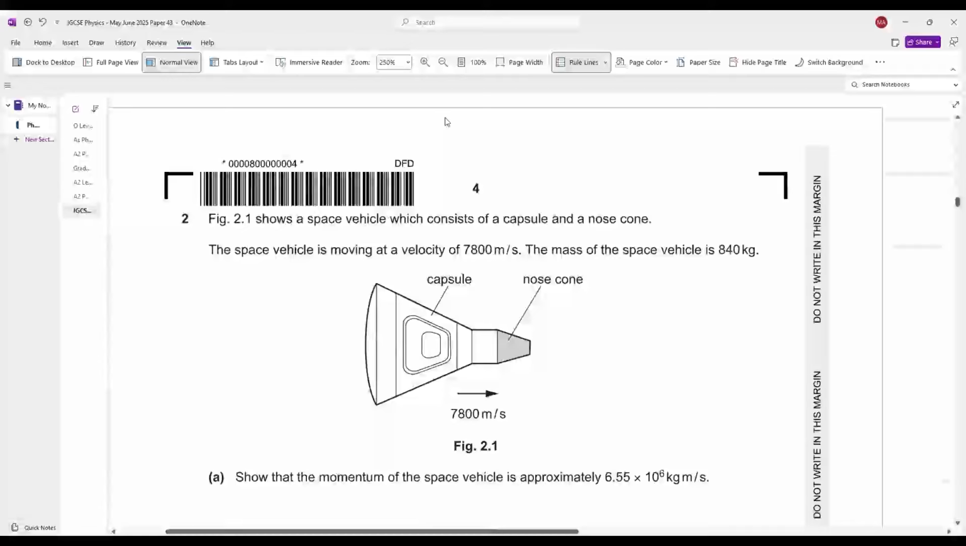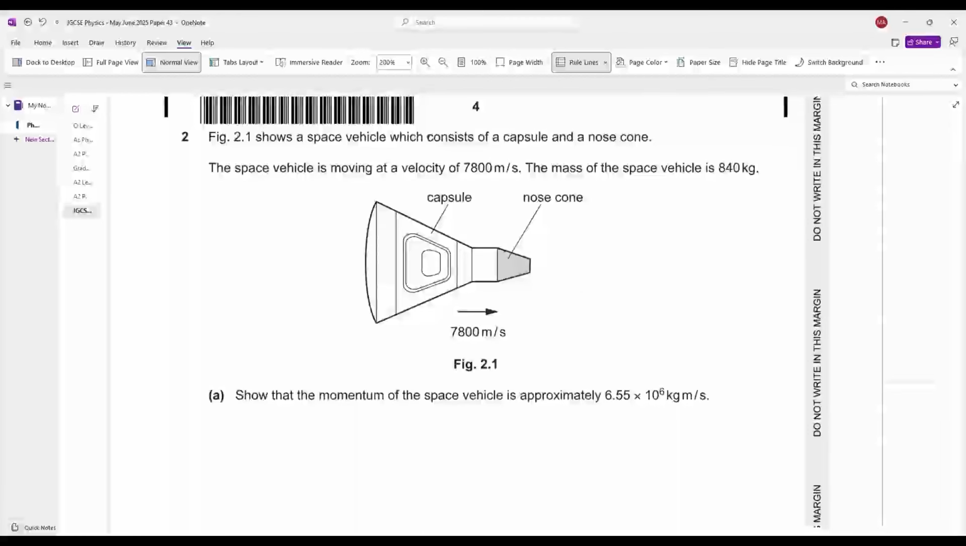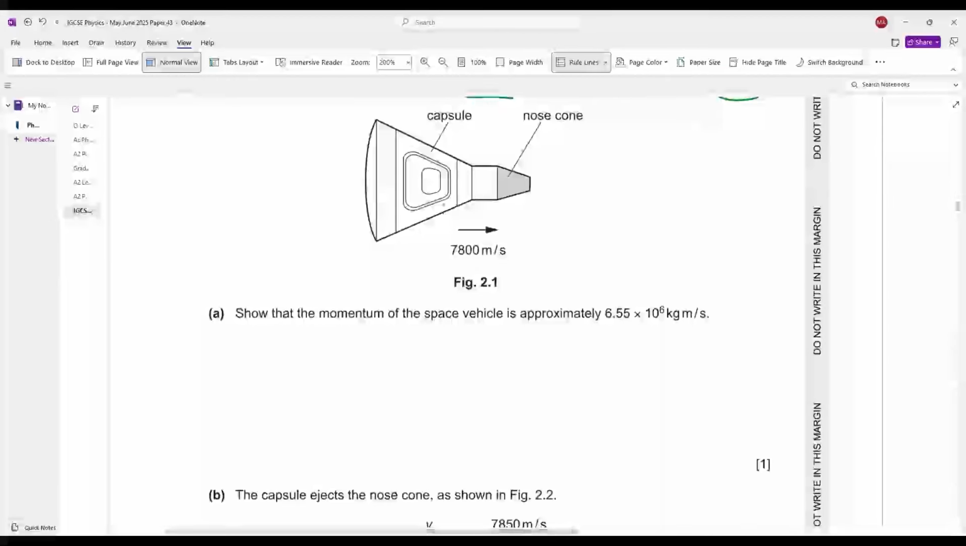Okay, let's zoom out. Figure 2.1 shows a space vehicle which consists of a capsule and a nose cone. The space vehicle is moving at a constant velocity of 7,800 meters per second. The mass of the space vehicle is this. Show that the momentum of the space vehicle is approximately this. You have to calculate the momentum of the space vehicle, mass into velocity.